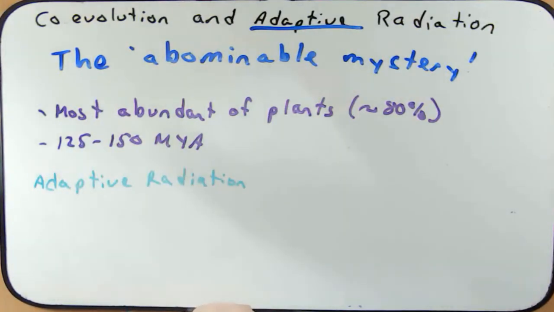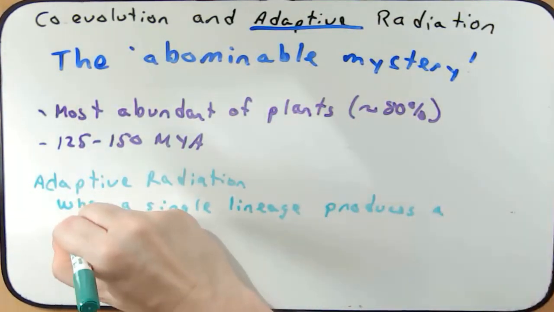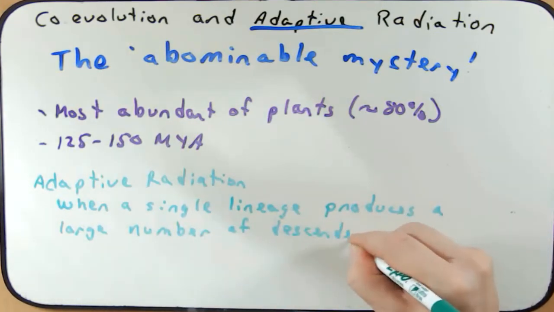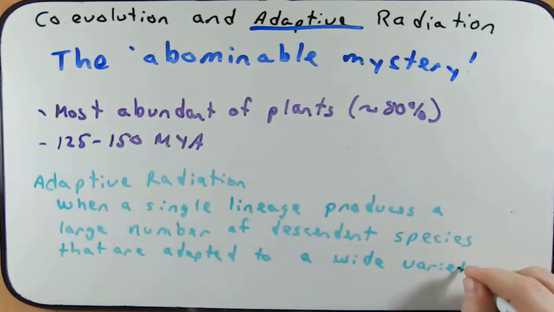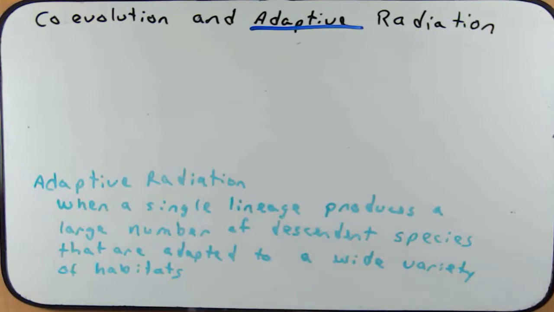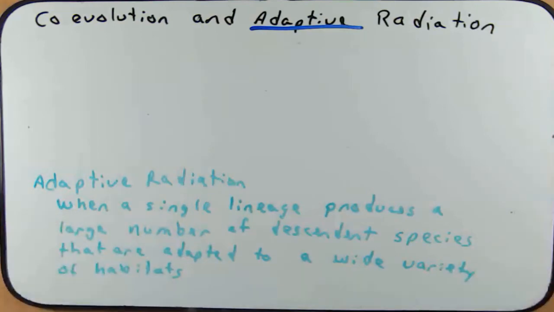We've talked about this term earlier in the semester, but let me remind you of what it is. It's when a single lineage produces a large number of descendant species that are adapted to a wide variety of habitats. So why were angiosperms so successful at this, at producing so many species from a single lineage? This diversification of angiosperms is associated with three key adaptations.